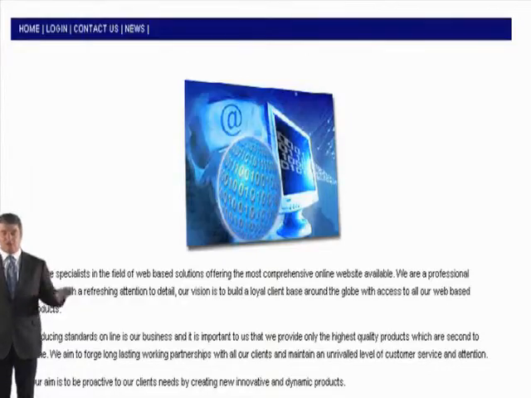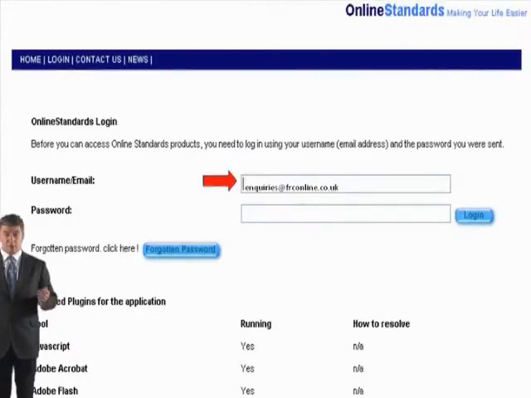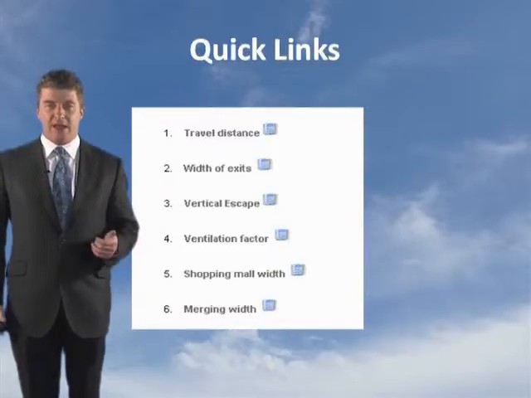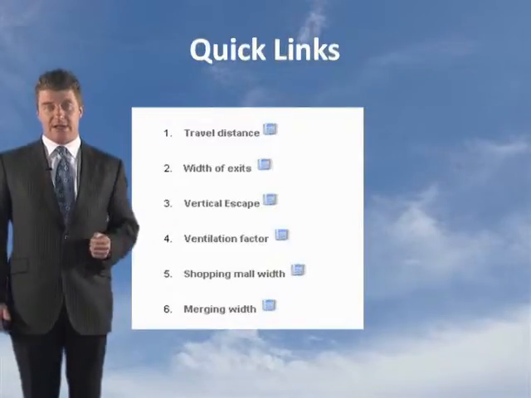First of all, you have to log on to the site, as you can see here. You log on, then you insert your username, which will be your email address, and then you put in your password, which we will provide for you. Then this will show you the available calculators. So let's go through the BS9999 calculator. You click on the link, and this will show you the quick links. These are all the online calculators.